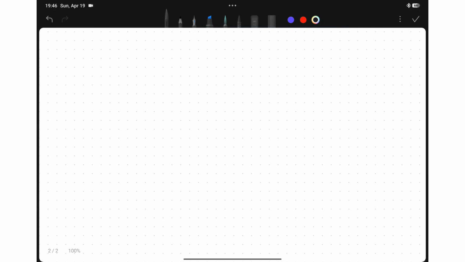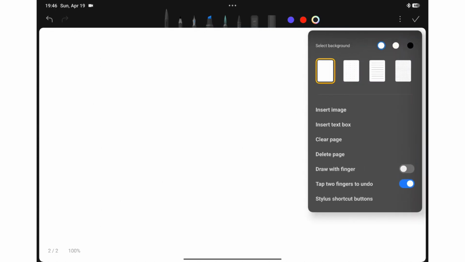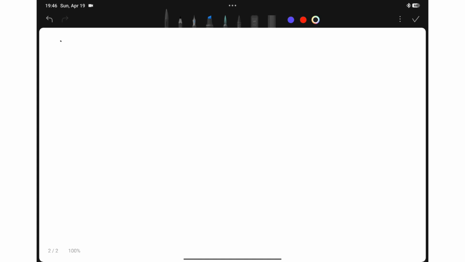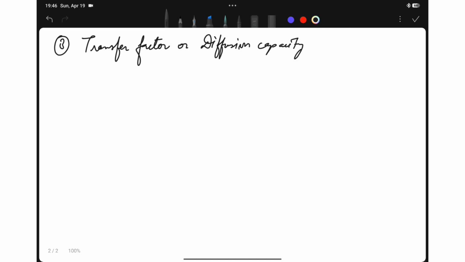Now let's move on to our third category, which is transfer factor or diffusion capacity. What do we do under this? 0.3% of carbon monoxide is used to ascertain the diffusing capacity of your lung, or the exchange of air in and out of the blood.